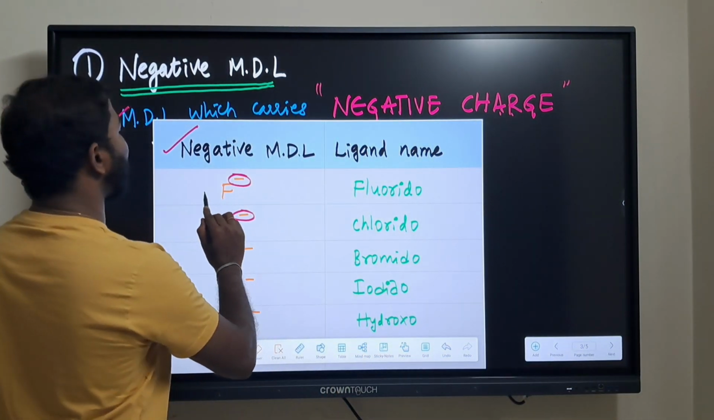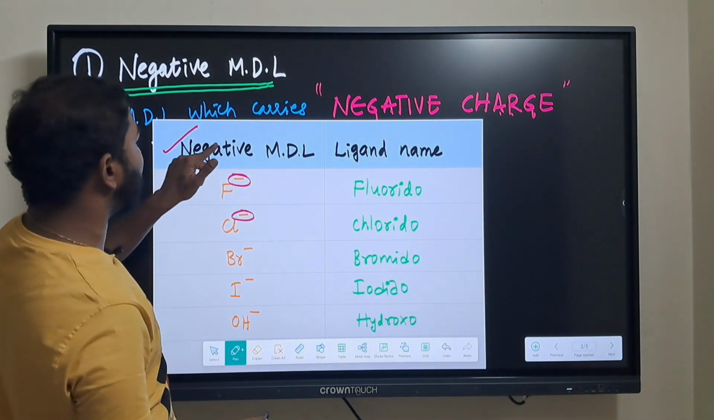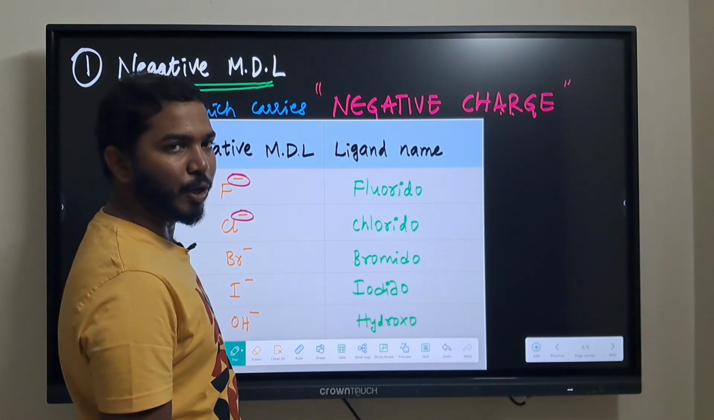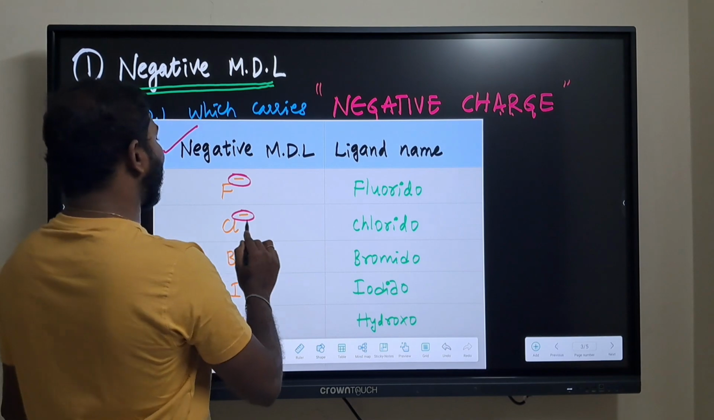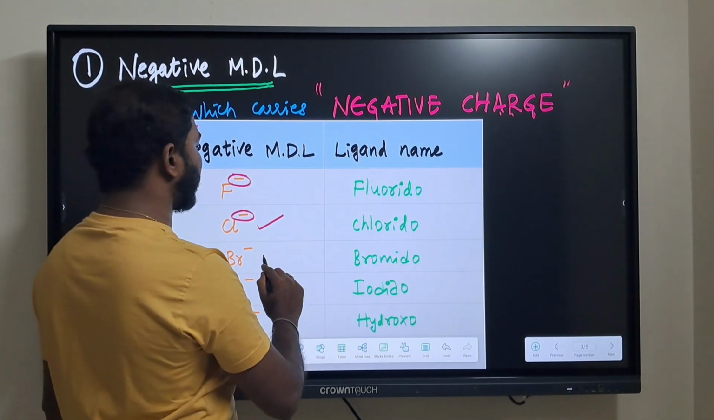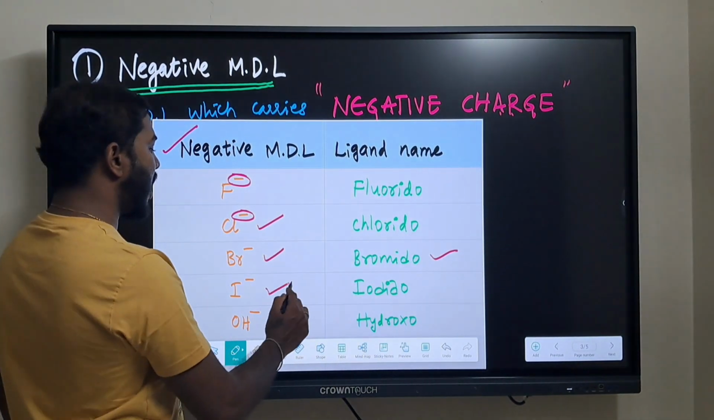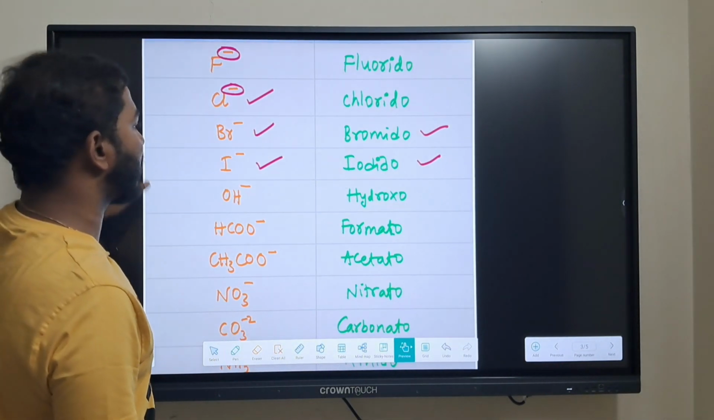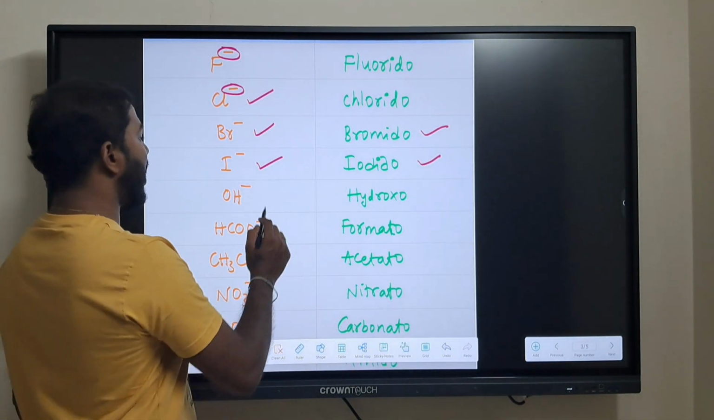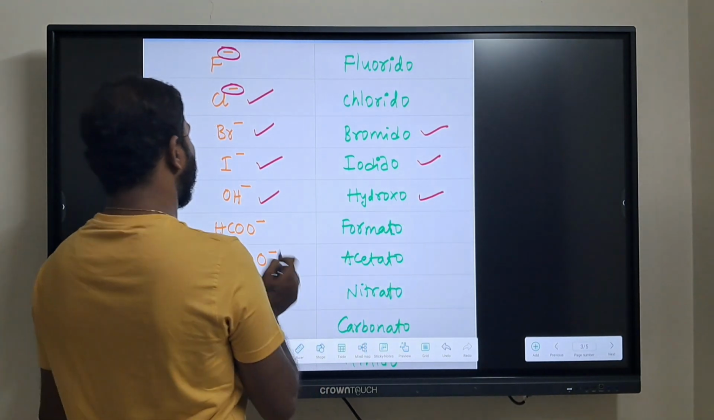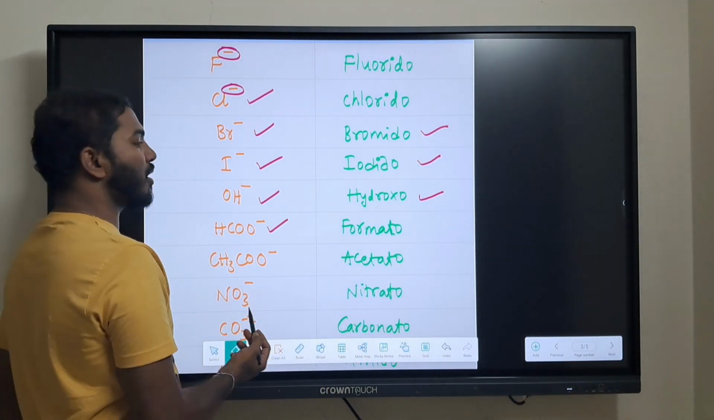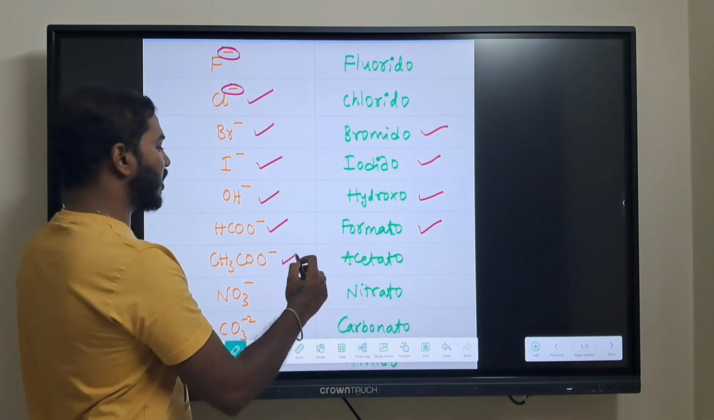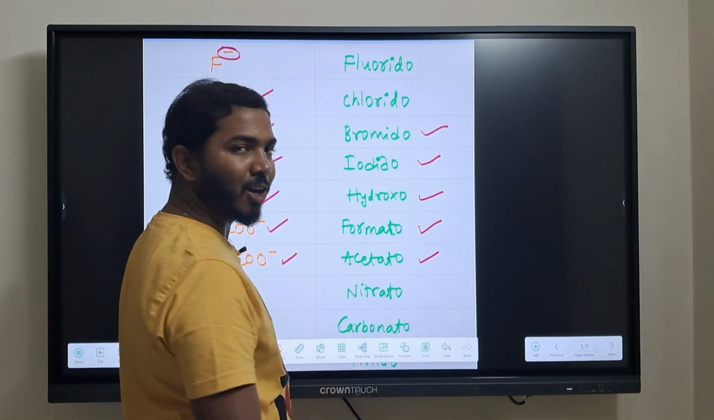So F minus is a negative monodentate ligand, and the name we use for that is fluorido. Hope it is clear. And then Cl minus is chlorido, Br minus is bromido, I minus is iodido, and OH minus is hydroxo. We call it hydroxo. And then HCOO minus is formato, and CH3COO minus is called acetato.